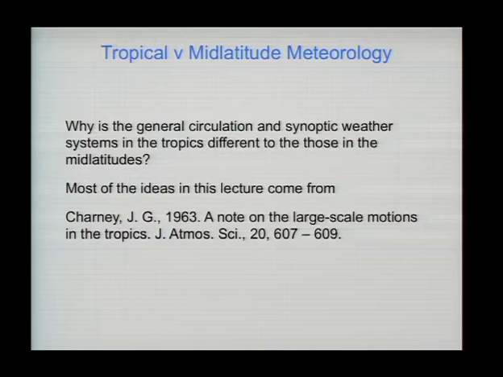I won't cover all the material in this paper, even though it's a note, but it's full of important ideas. I think it's a really important paper. I won't cover all of it. There's some stuff at the end which I'll point you towards, which, if you're really serious about understanding the tropics, you're going to want to look at.